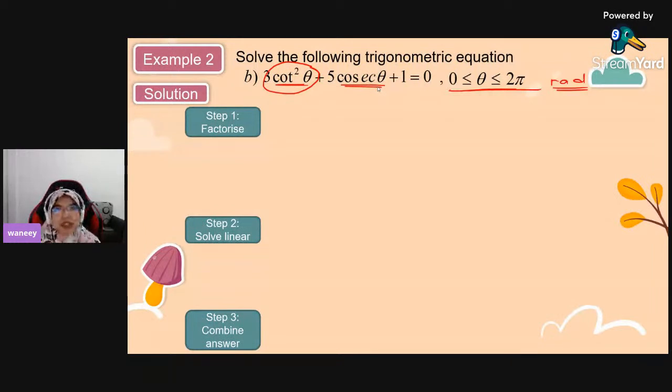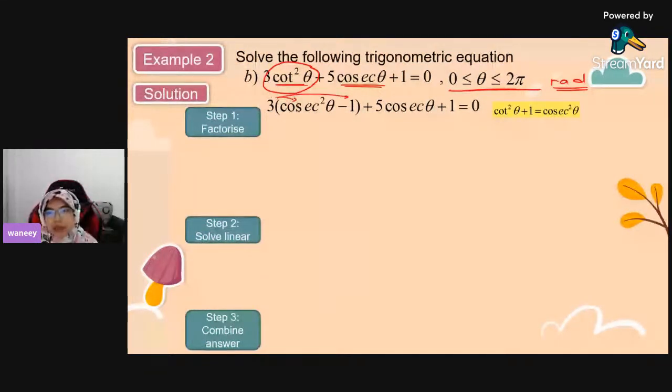Okay, so let us check our identity. Do you have anything to do with cotangent as well as cosecant? Can you change everything into cosecant or not? So the answer is yes. You can change everything into cosecant, but you need to use the identity where cotangent square plus 1 is cosecant square. So cotangent square will become cosecant square minus 1. Okay, so change the cotangent square to become cosecant square minus 1. And then, of course, you need to simplify them a bit, just expand them.